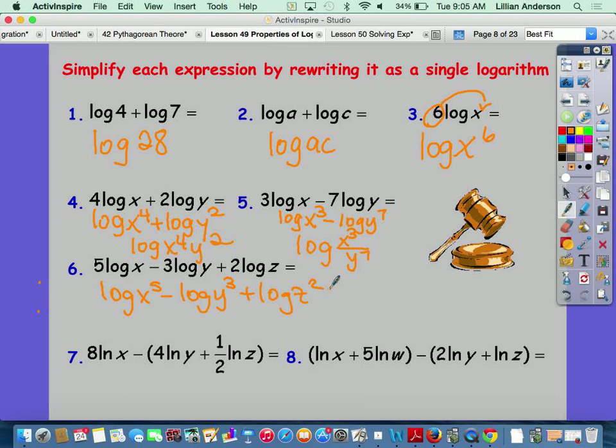So I'm going to first log divide, x to the 5th over y to the 3rd, and then what am I going to do with this part? Multiply z squared. Okay, so you divide those two and then multiply it by z squared. If you wrote it as x to the 5th z squared over y to the 3rd, that would still be correct.